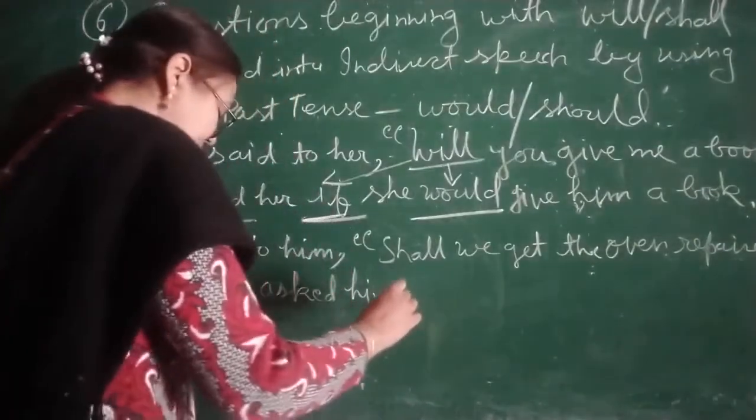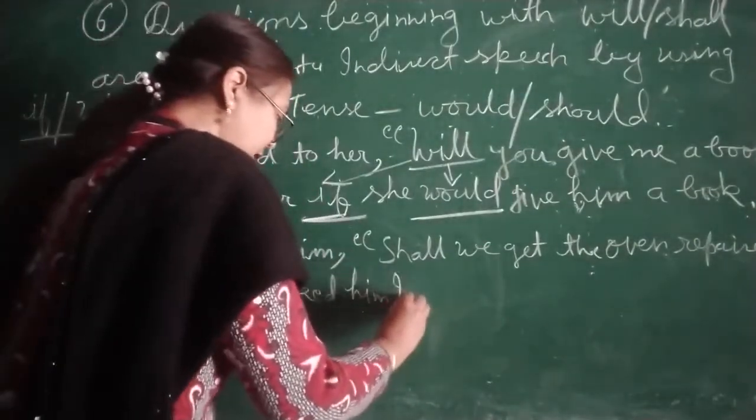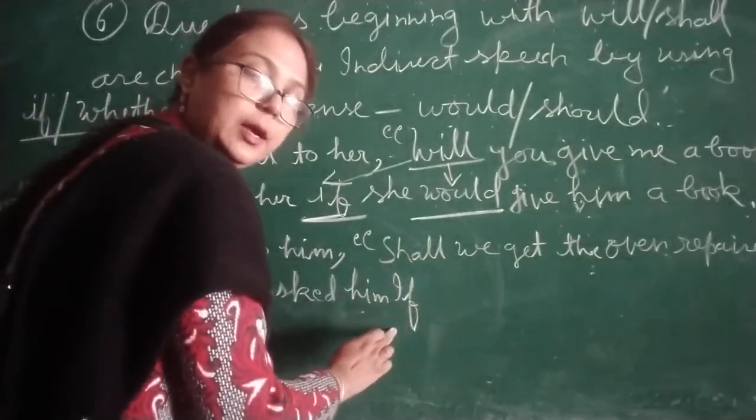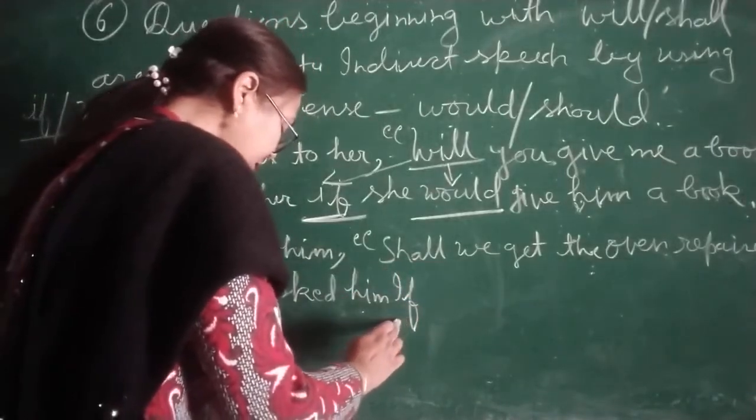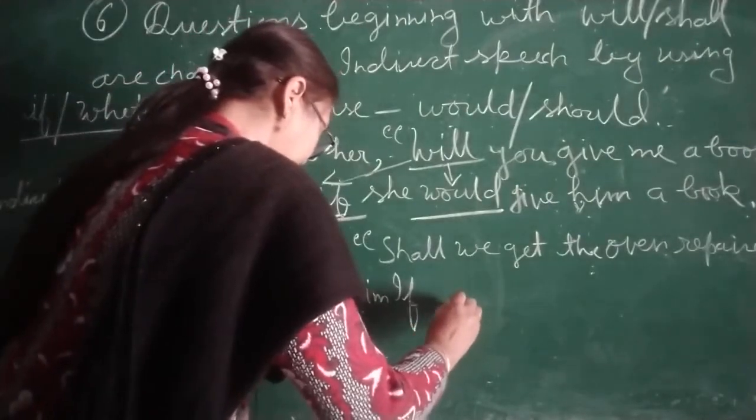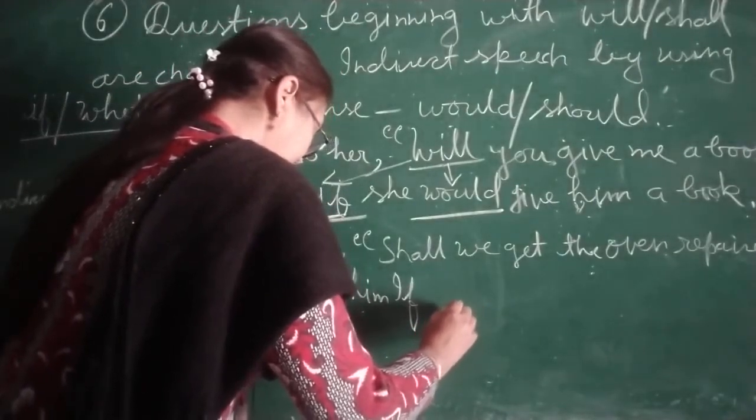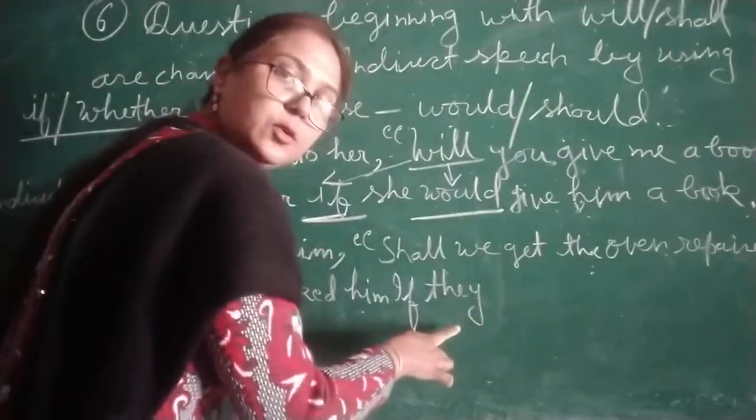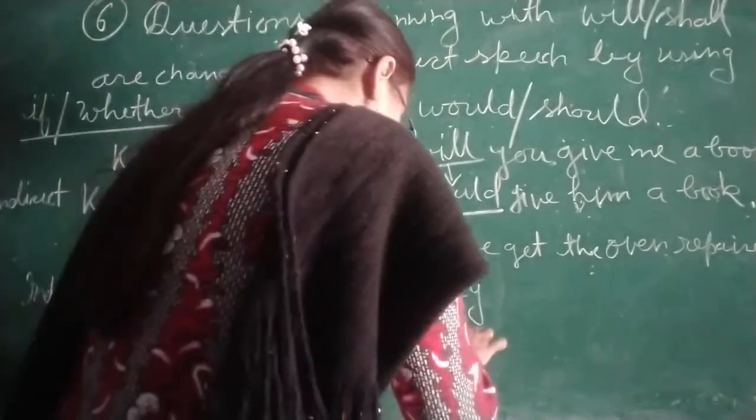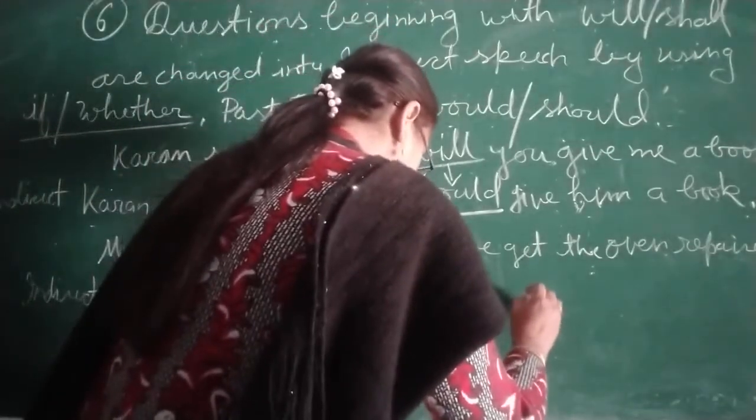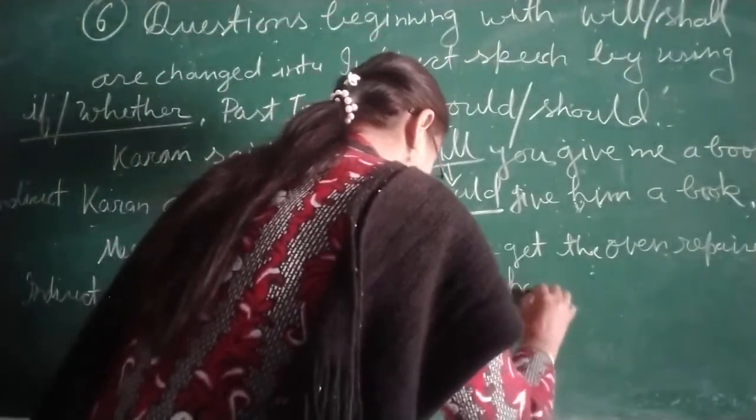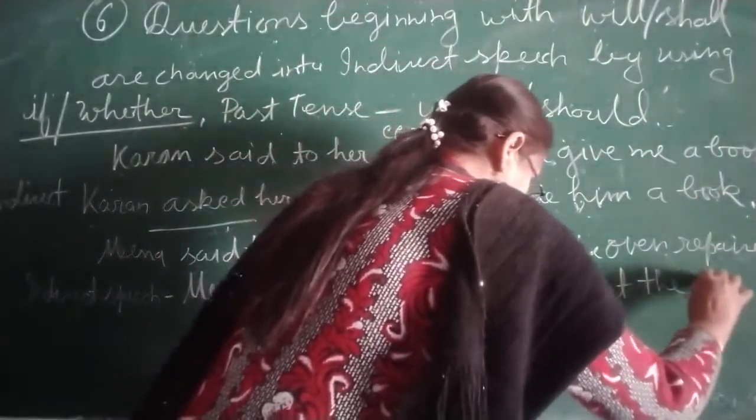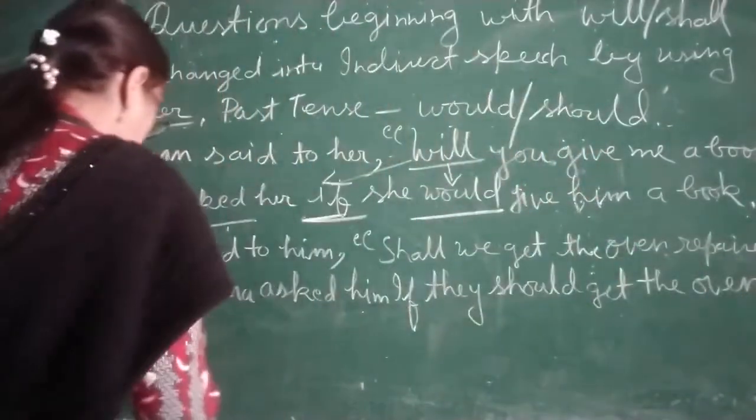that is, shall is there, so we will use over here if. Okay, shall is there, so we will use here if, if they, because we is there, so we will change it to they. If they should get the oven repaired.